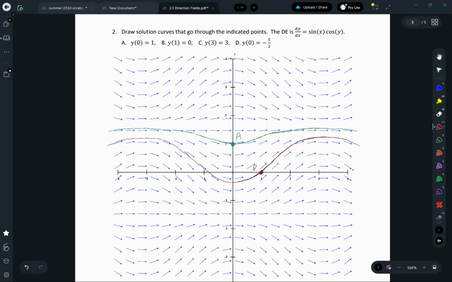All right, another one, oh wait, let me label that. That was B. Another one will be C. y of 3 is 3. So there's x is 3 with y is 3. Here we go. Okay, to the right, we don't have far to go.